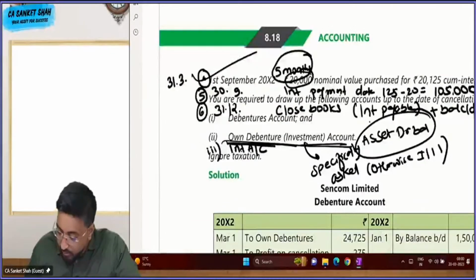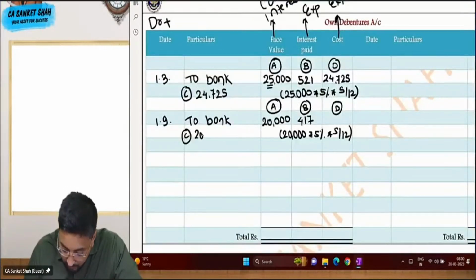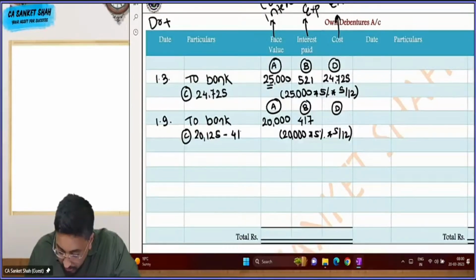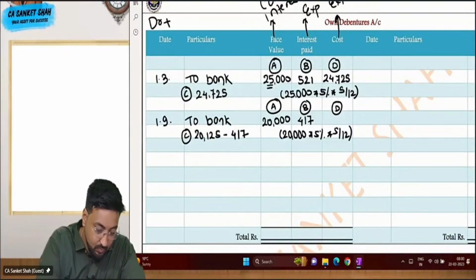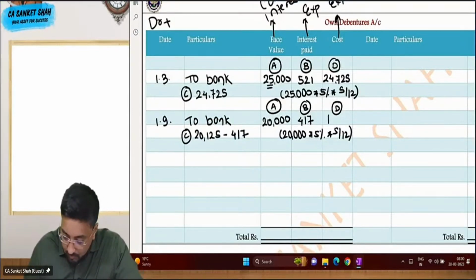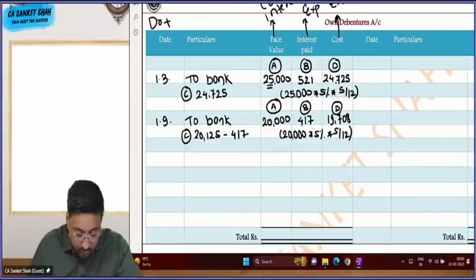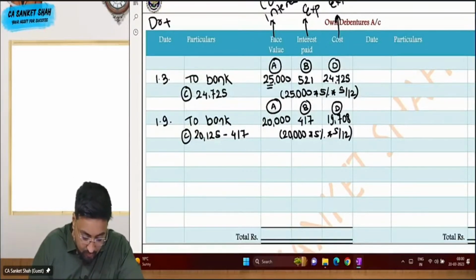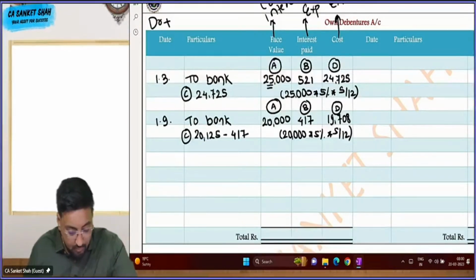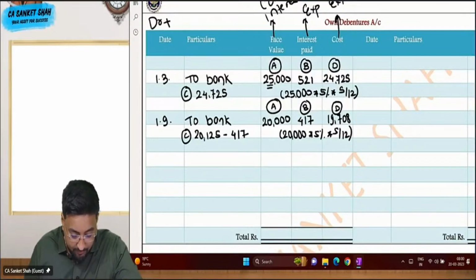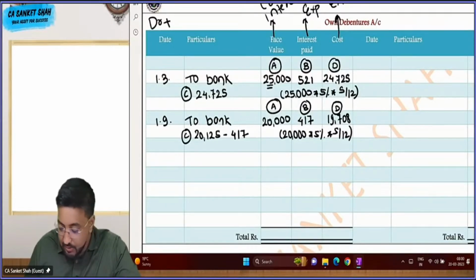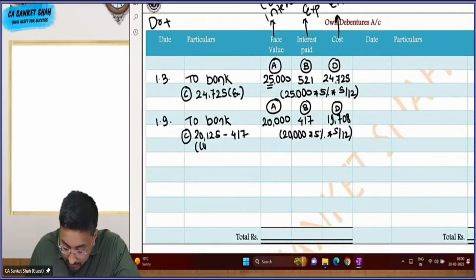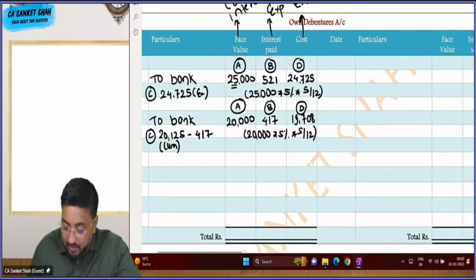At what price you bought these debentures बेटा? 20,125 कम interest. कम interest है. So interest you have to deduct ना sir. $19,708. Correct answer is beta come interest, therefore deduct interest. This is X interest only. This is come interest. So deduct interest and you will write the 19,708.